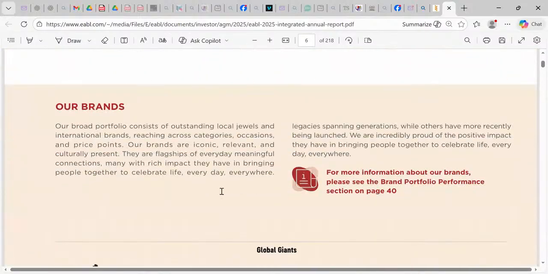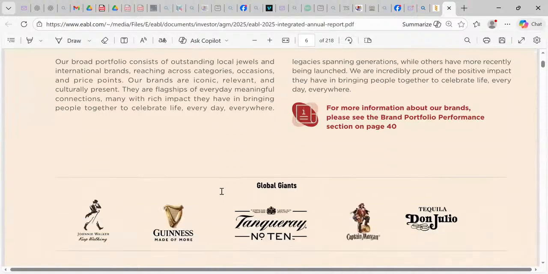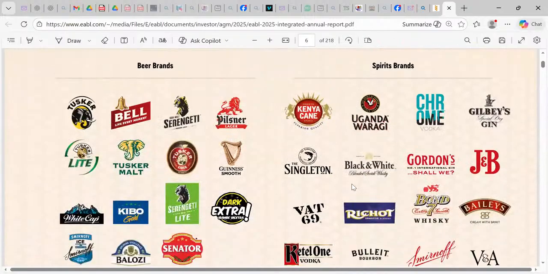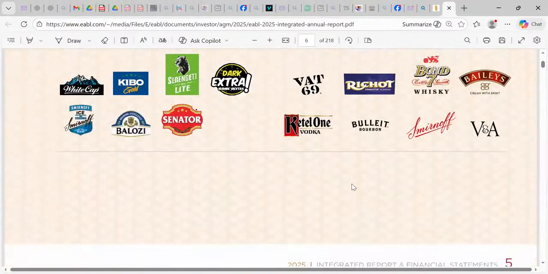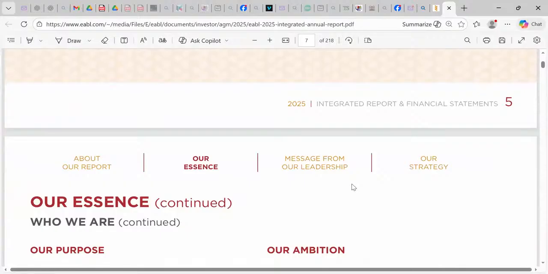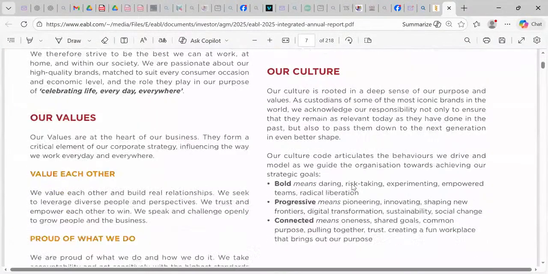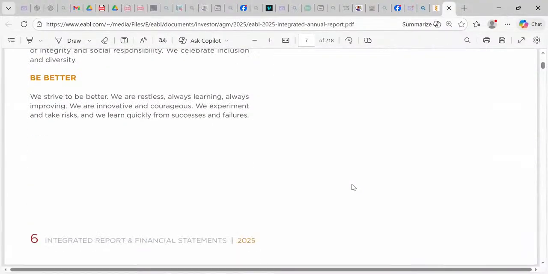You can see now they are showcasing, because you must show us your products. When you're giving us your overview, you must show us your products. In this case, they have some brands which have grown to become global giants, like Johnny Walker, Guinness, Made of More. We have Captain Morgan, etc. The beer brands, etc. And I'm not marketing beer, please. I just want you to use this as accountants to understand. So then you can see, ladies and gentlemen, what they're talking about there.